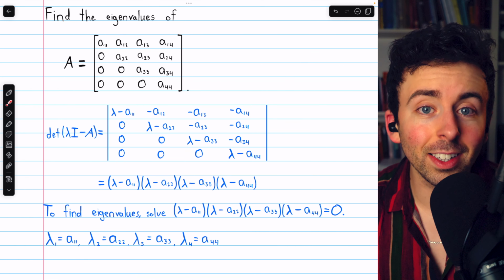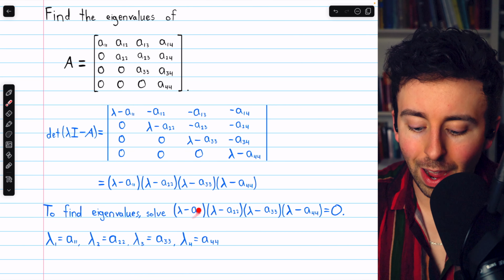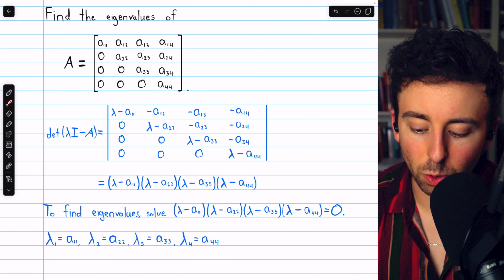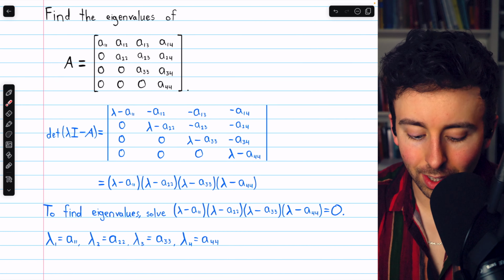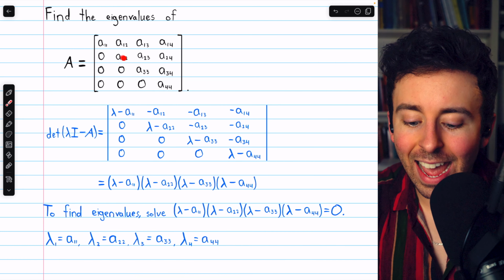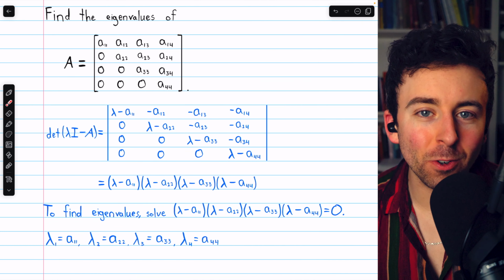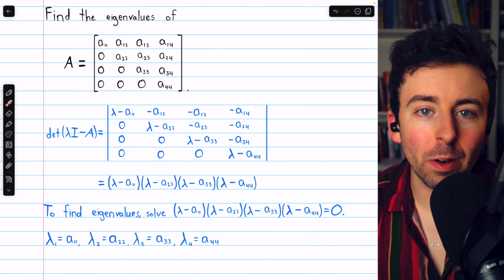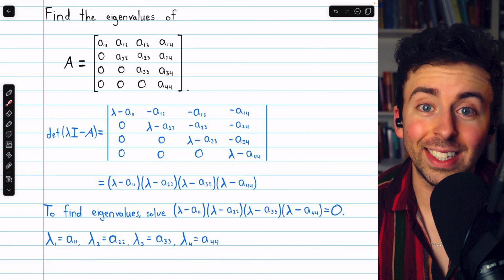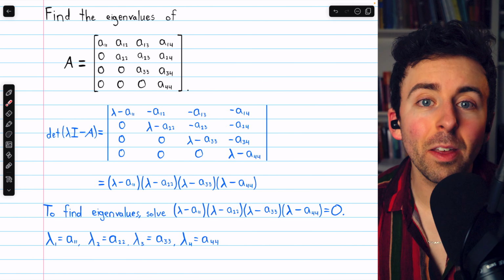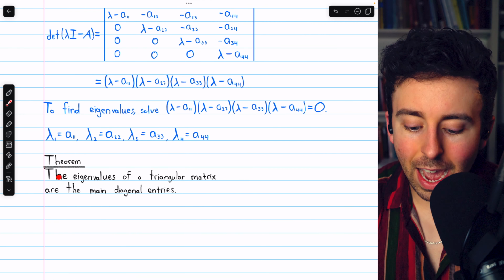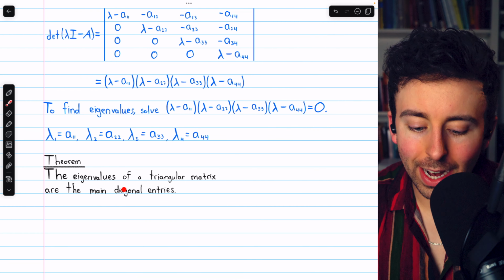Of course, this is very easily solved by the zero product property. This factor gives lambda equals a11, this factor gives lambda equals a22, and so on. We see that these are the 4 eigenvalues, which are precisely the main diagonal entries of the triangular matrix. And so you can see how this would apply in general. The eigenvalues of a triangular matrix, whether it's upper triangular, lower triangular, or simply diagonal, are just the main diagonal entries. So there's the theorem that this example demonstrates. The eigenvalues of a triangular matrix are the main diagonal entries.